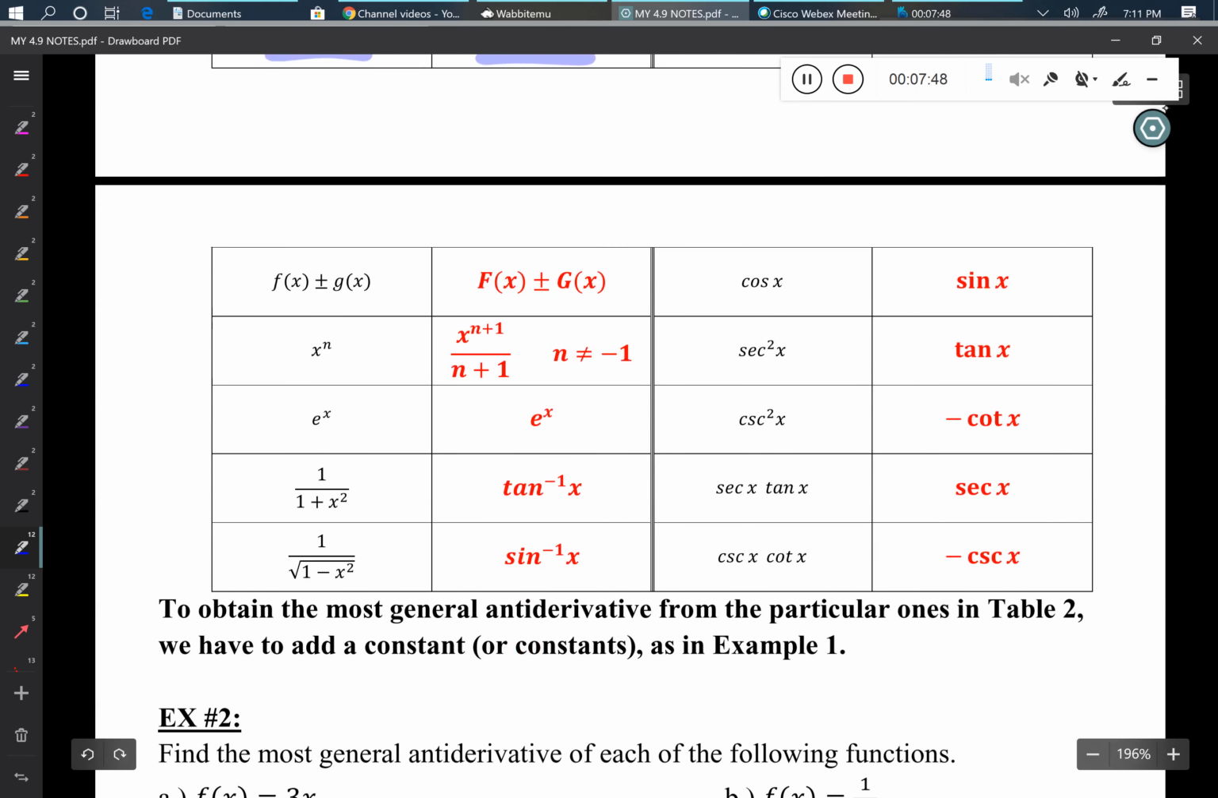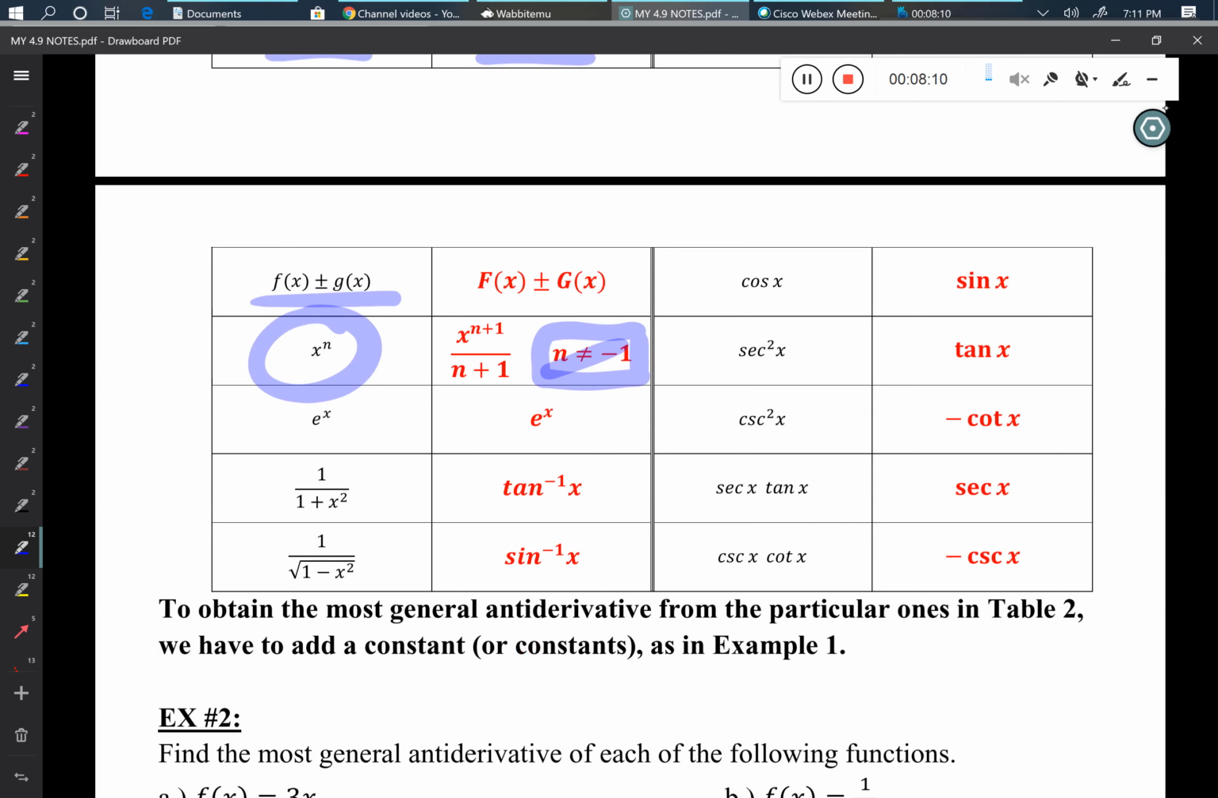Working down the left-hand side, the antiderivative of f of x plus or minus g of x is going to be the antiderivative of f of x, capital F, plus or minus the antiderivative of g of x, capital G of x. The next one's one we already looked at, x to the n is going to become x to the n plus 1 divided by n plus 1, but this is only true when n is not equal to negative 1 because that gives us our logarithm rule.